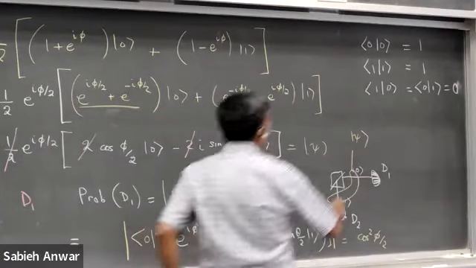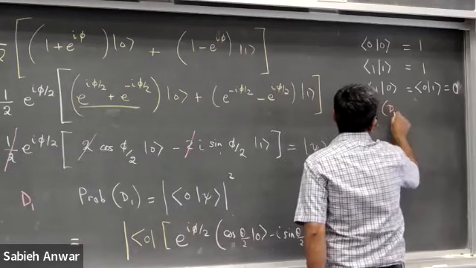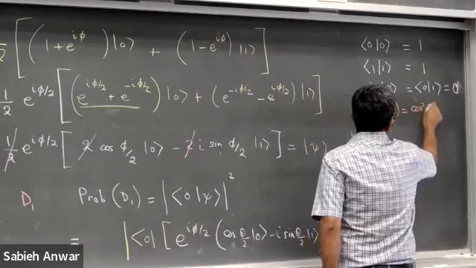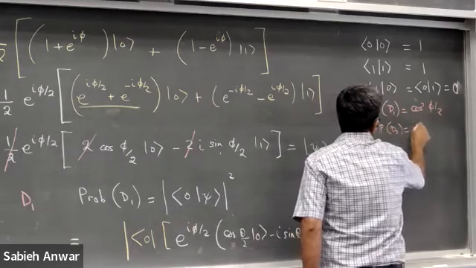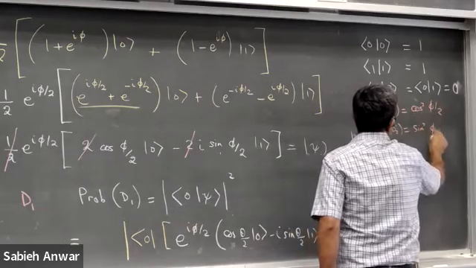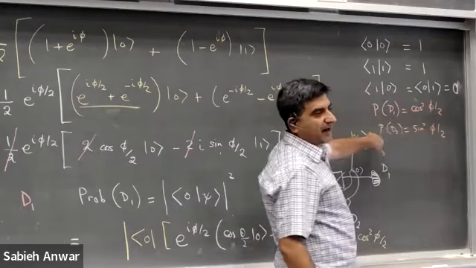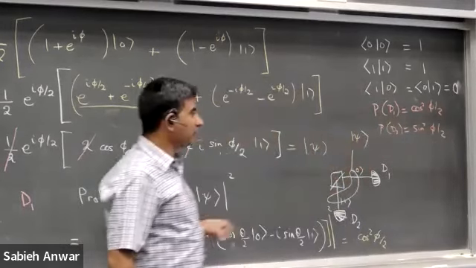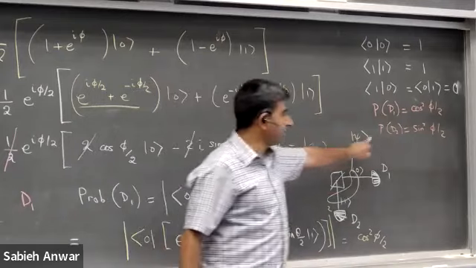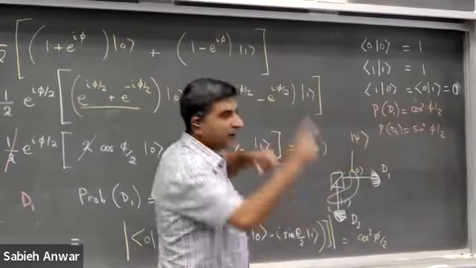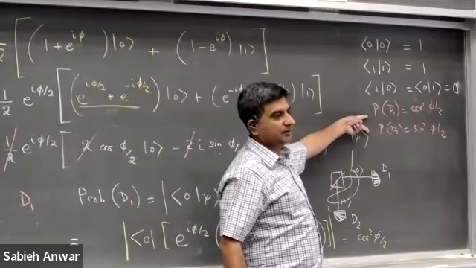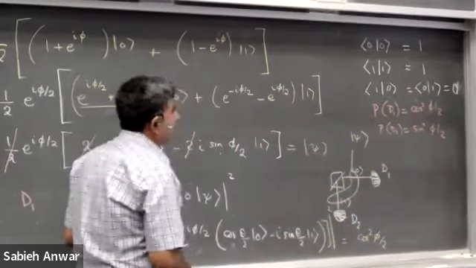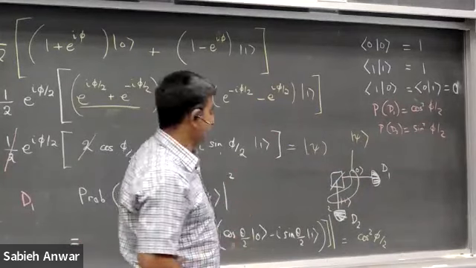So this probability of D1 is cosine square phi by 2. And the probability of D2 is sine square phi by 2. And these probabilities, by the way, add up to 1. So you can do this as homework, find out this probability. And that's why we have these 1 over root 2 factors, and also that these probabilities add up to 1. So the idea is that we have an interferometer.